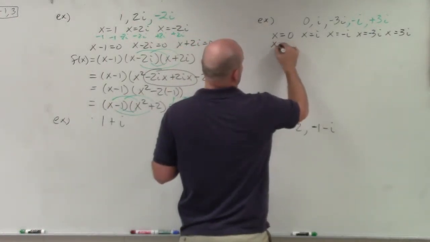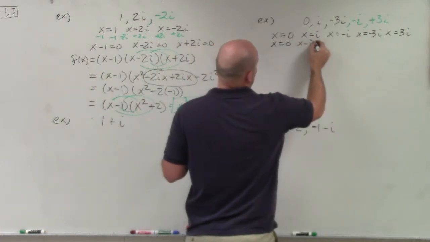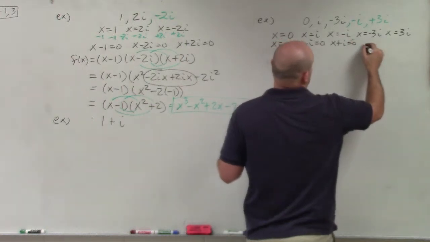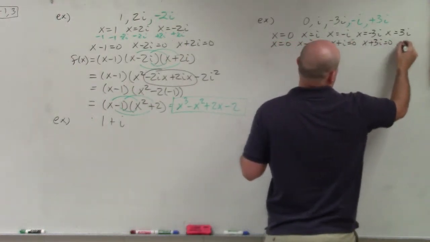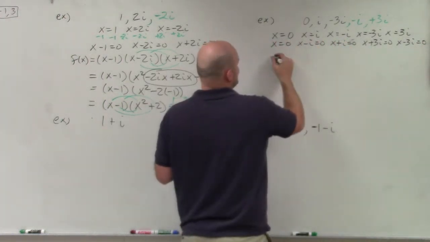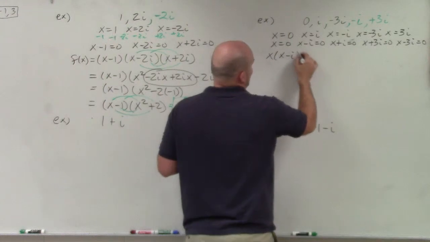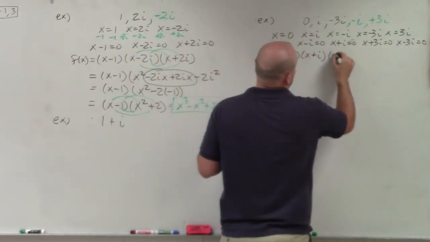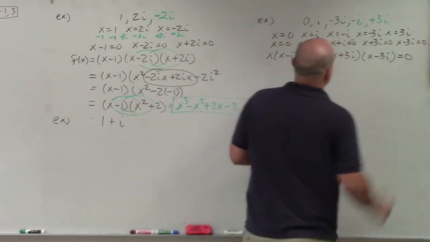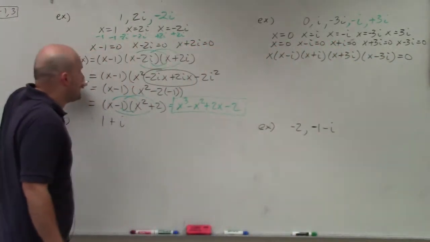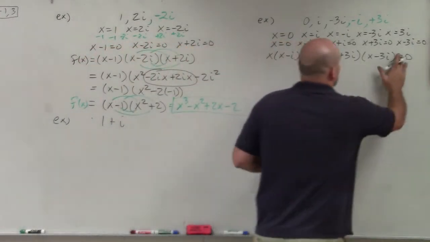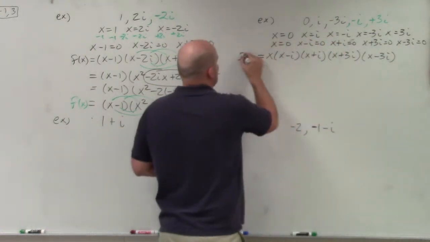So I'd have x equals 0, x minus i equals 0, x plus i equals 0, x plus 3i equals 0, and x minus 3i equals 0. Then write them all as factors times 0. So that's going to be x times x minus i times x plus i times x plus 3i times x minus 3i equals 0. But again, we're multiplying these to get our function f of x, right? So instead of setting this equal to 0, I'm going to set it equal to f of x.